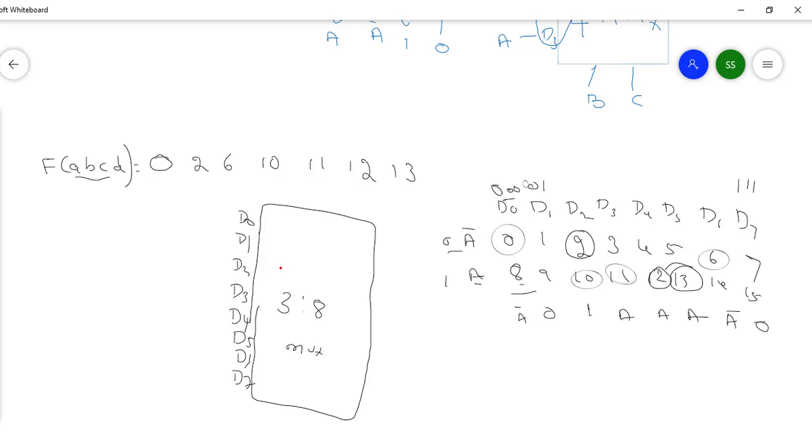Okay, so D0 is nothing but A bar, fill it in. D1 is 0, and D2 is 1, D3 is A, D4 is A, D5 is A, D6 is A bar, and this is 0. Very simple. And this is your Y, and the select lines are BCD.